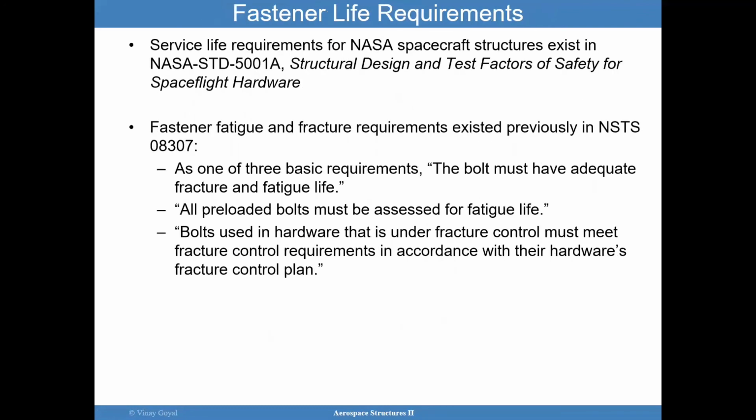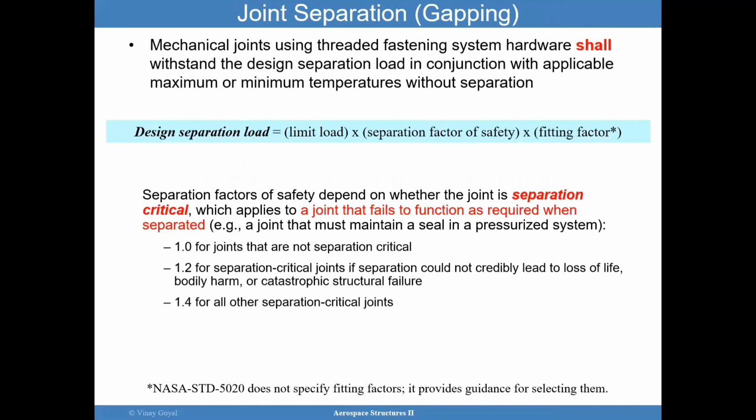Fastener life requirements exist for NASA. They usually come from NASA Standard 5001A. And fastener fatigue and fracture requirements have existed previously, and everybody treats them differently. But the important thing to note is that no analysis is really required for those. The design separation factor of safety is important. It was discussed earlier to ensure that there are no issues with the joint relative to leakage or some other fatal mode of concern. Separation at the joint can also cause excessive bending and potential bolt rupture.